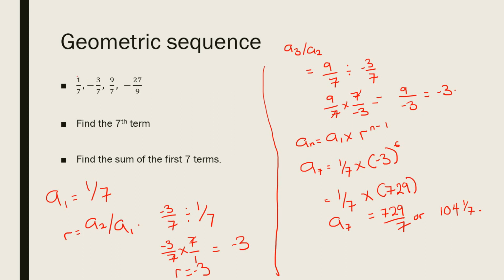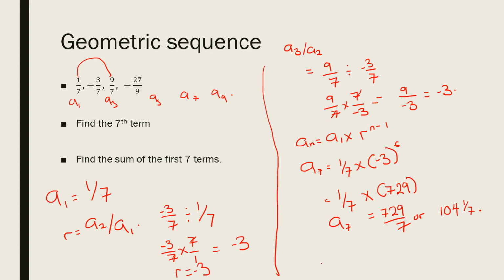So you can see all the odd terms here are positive. So that's another confirmation that our answer is correct. The A1 is positive, A3 is positive, so we expect that A5 is positive, A7 is positive, A9 is positive. So our answer is 729 over 7.